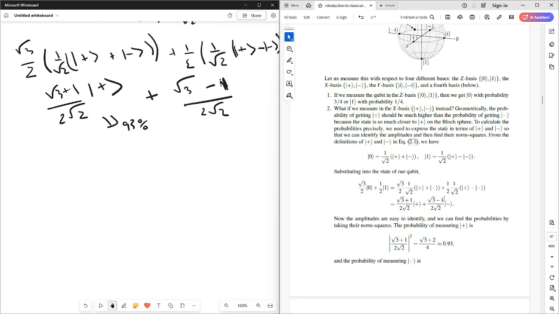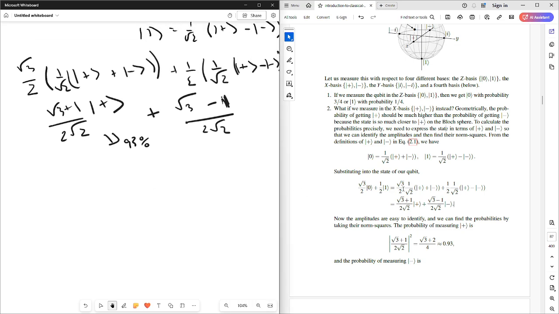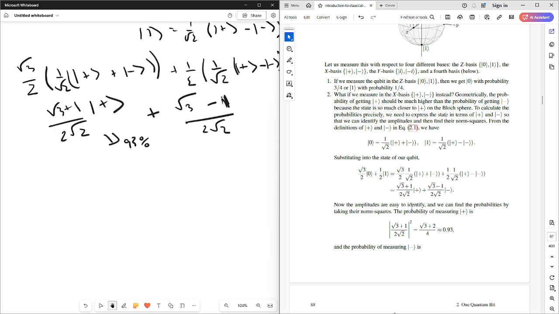I think there was some... yeah, that's right. Sorry, I didn't show the intermediate step where they distributed through and then grouped like terms, etc. But that's how we wound up here with these two amplitudes.